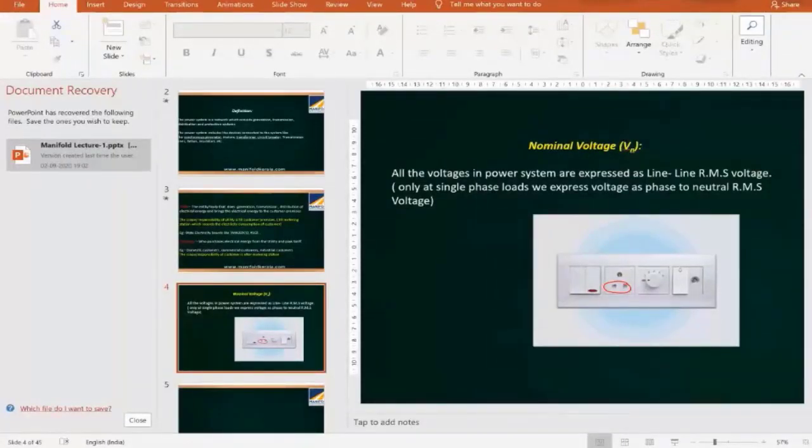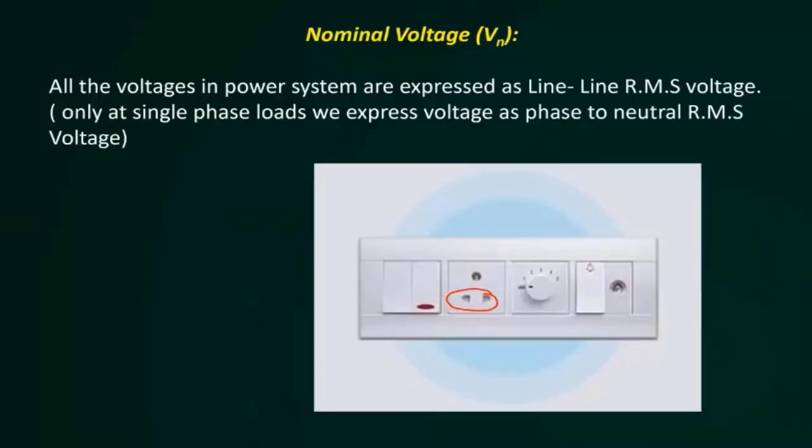Understand? Okay. But the actual voltage that we are receiving at a point may be different. Understand? So what is the object here? The first point which you have to remember is that all the voltages in power system network are expressed as line to line RMS voltages. At any point in the power system, we specify the voltage as line to line RMS voltage. Only at the premises of a single phase customer, we specify phase to neutral voltage.